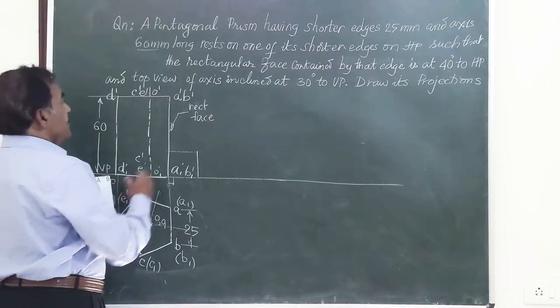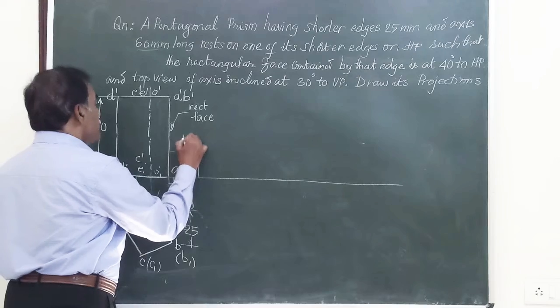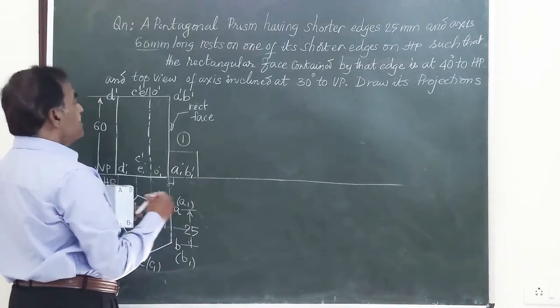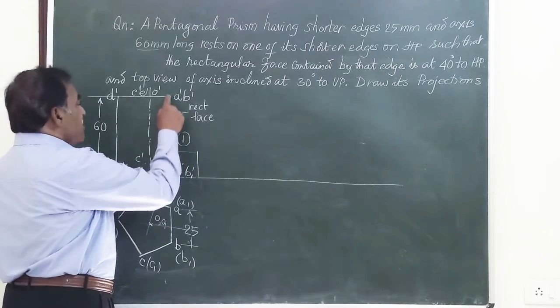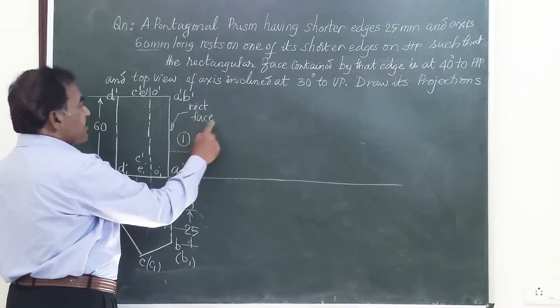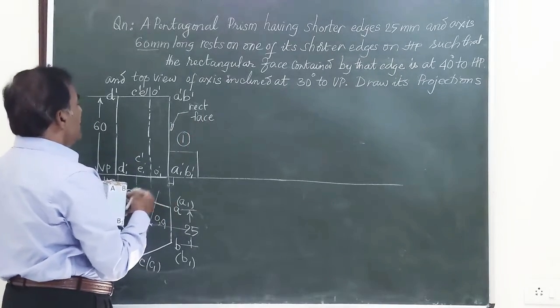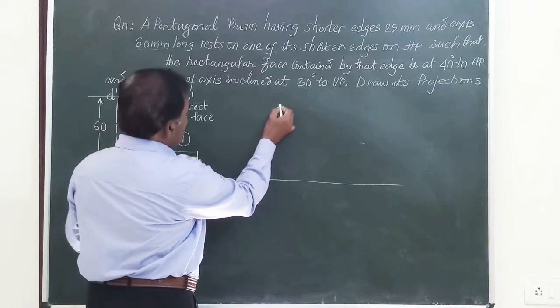So here I am going to redraw this figure 1 as figure number 2 such that the last line representing the rectangular face is inclined at an angle of 40 degrees. Let me draw that.